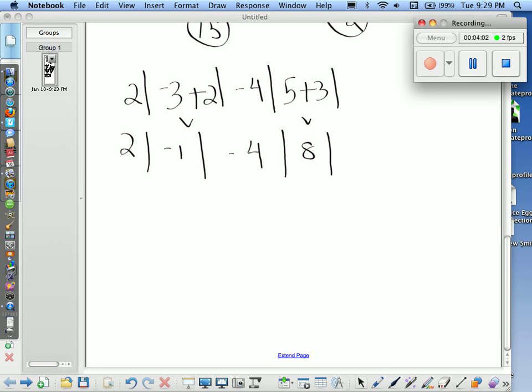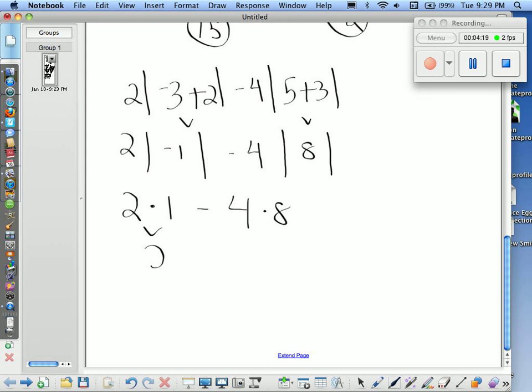So the first step should look like this. And next we take the absolute value of each of these terms here, negative 1 and 8. And now we have to use our order of operations. If there are any questions, or you're still not sure where you're messing up in your problem, if you got it incorrect, make sure you put a little star by it so you remember to ask me when I get back.